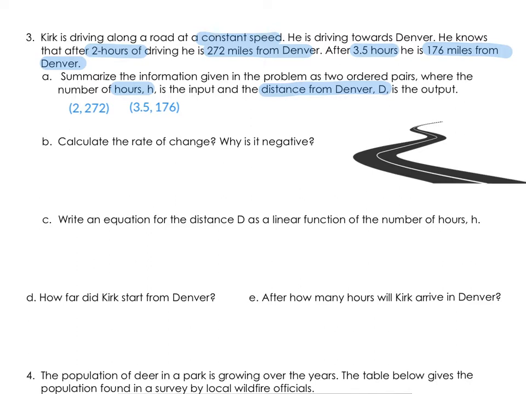Then it says calculate the rate of change. Remember, whenever we see the words rate of change, above that we're going to write the word slope. And I just wrote that small to show that we're talking about slope. Whenever we see rate of change, I always encourage my students to write the word slope above that. So first let's calculate it, and then we're going to find out why it is negative.